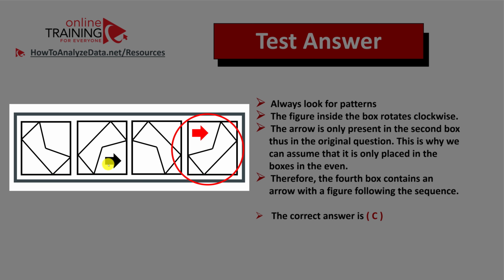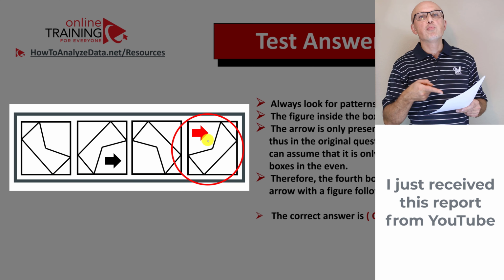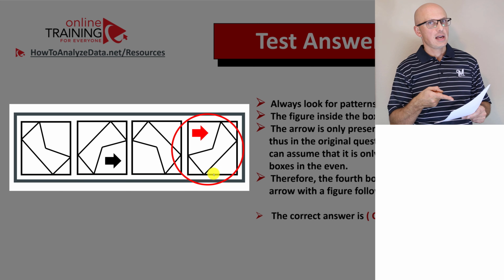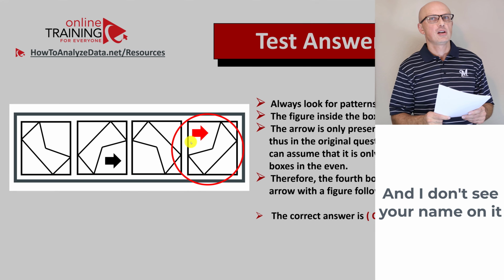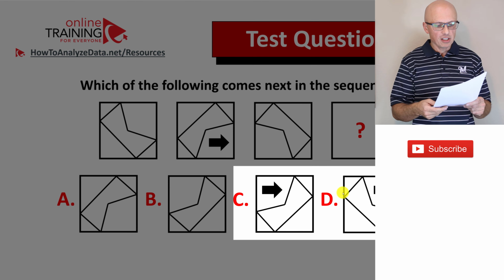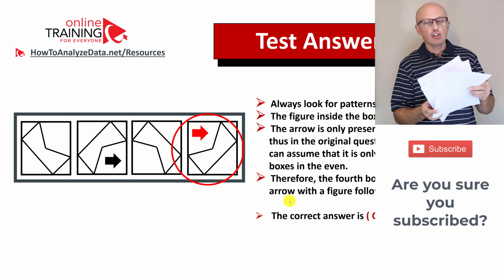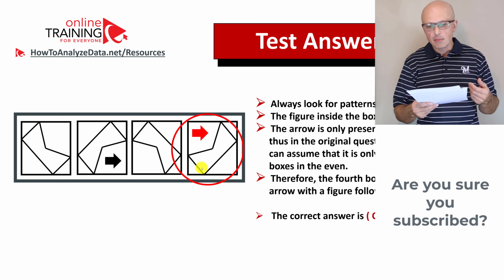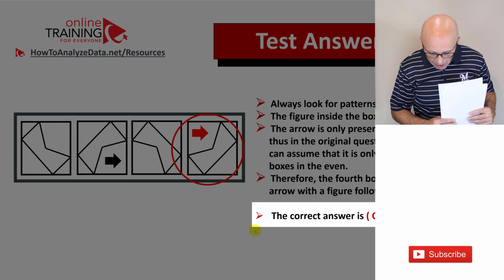There is also a pattern of arrows. You see that box number 2 has the arrow pointing to the right, and boxes 1 and 3 do not have this arrow. So the arrow is only present in the second box. We can logically assume that it is only placed in the boxes that are even. Box number 4 is missing, so you can logically assume that the arrow should be present in box number 4. Among the choices presented, only choices C and D are valid because only they contain the arrow. And you need to determine the final box based on the position of the shape inside the square. So the correct answer here is choice C.